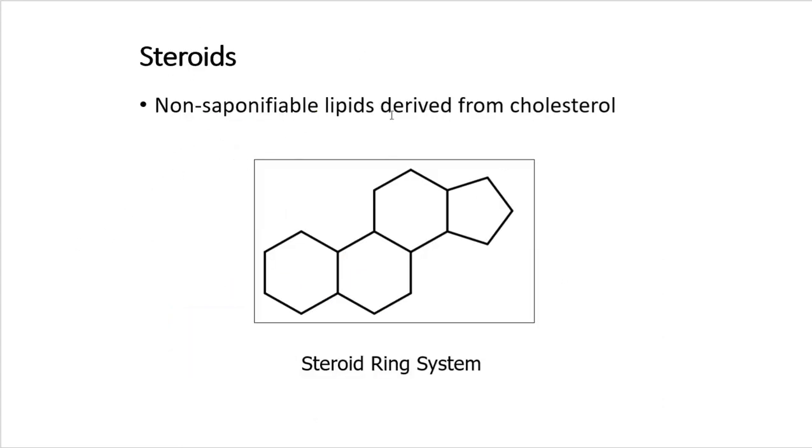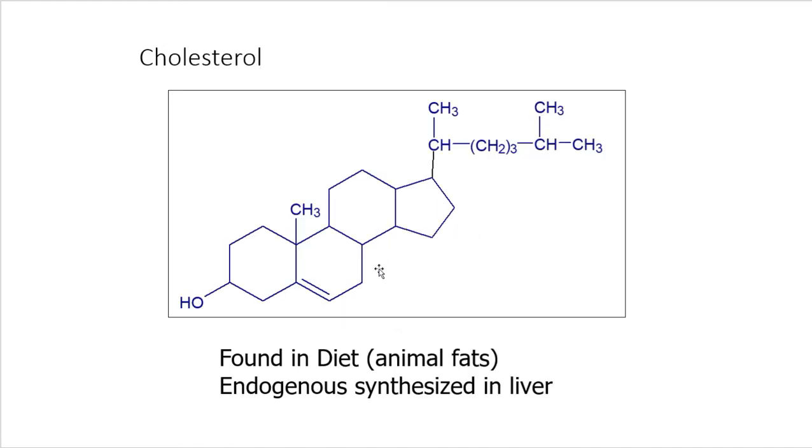Steroids are non-saponifiable lipids that come from cholesterol. In order to understand the structure of any one or recognize it, you have to see the 3 hexagons and 1 pentagon that are together. This is the skeleton of cholesterol and all the steroids. Here you have the cholesterol structure.